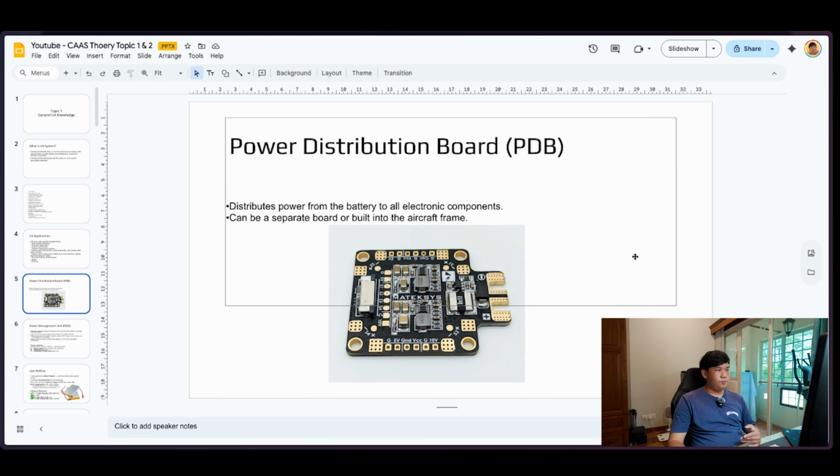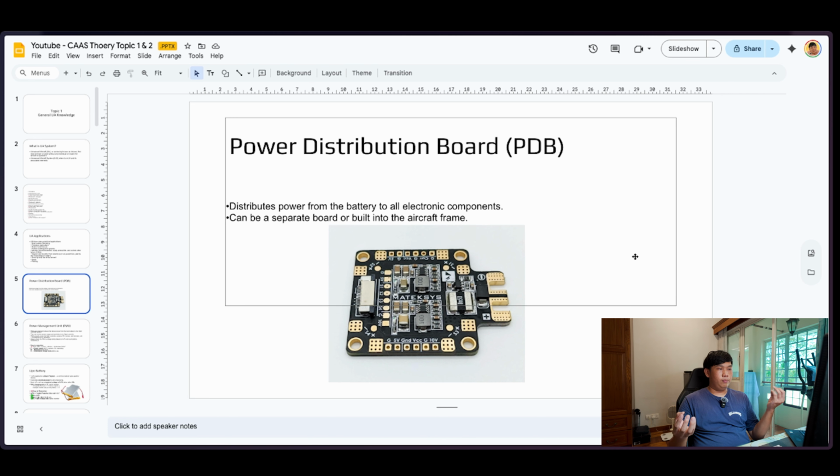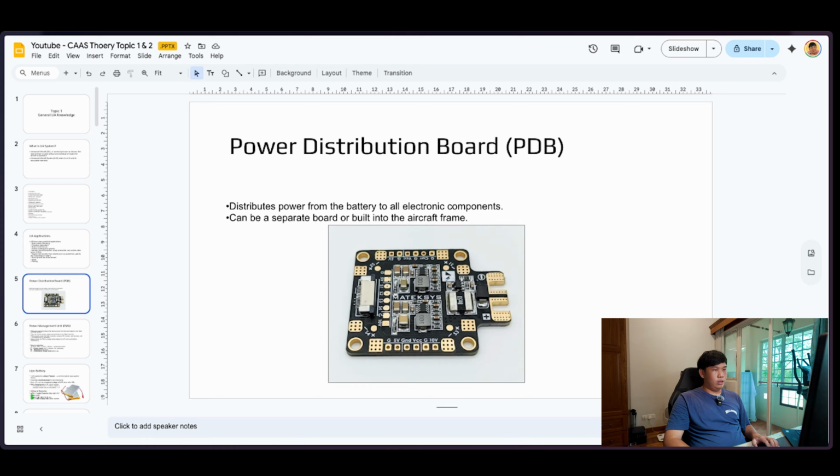What is the power distribution board? It distributes power to the battery and to electronic parts, and it can be a separate board or built into the aircraft frame, meaning you can just build it in. This is tested, and your UA systems are tested too. So do take note, I will continue to update you on which is tested and which is not tested.